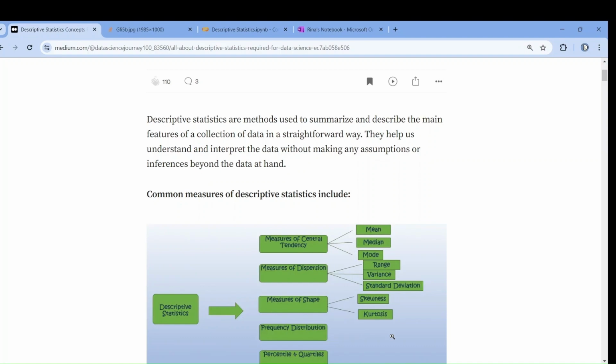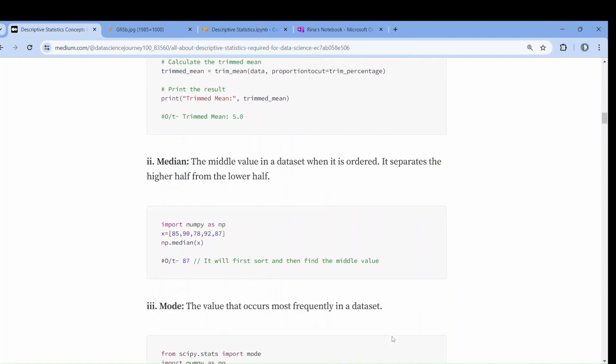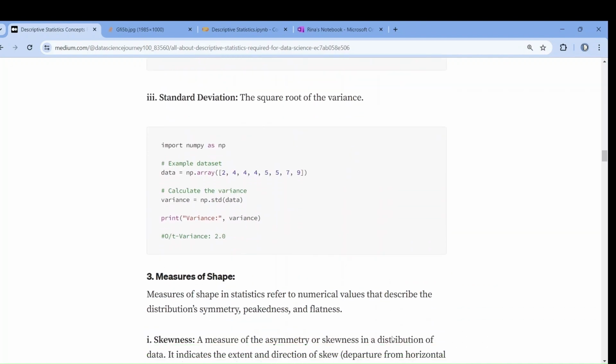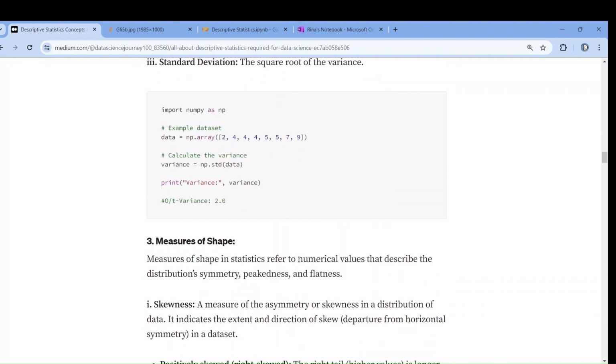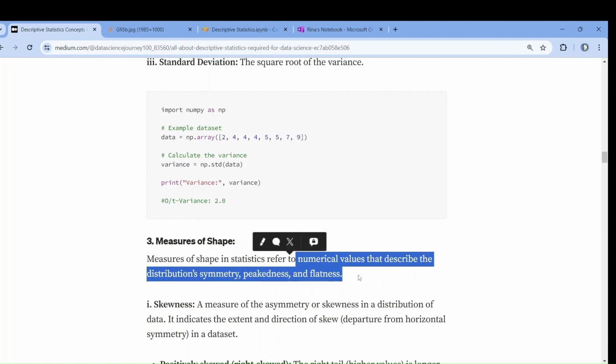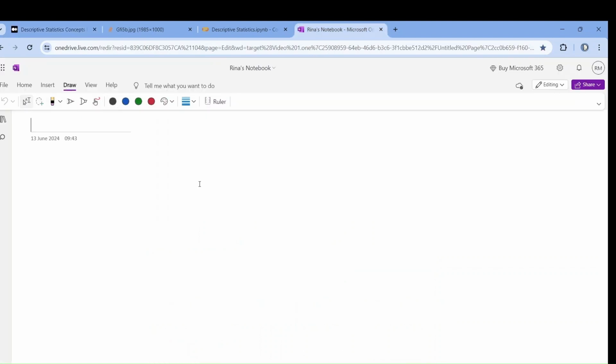Okay, now first understand what is measures of shape. Measures of shape means numerical values that describe the distribution's symmetry, thickness, flatness. Now first, what are all these terms? Suppose you have a data set ranging from 10 to 100. Okay, 10 is the minimum value, 100 is the maximum value.